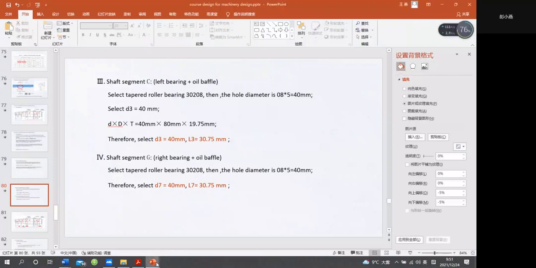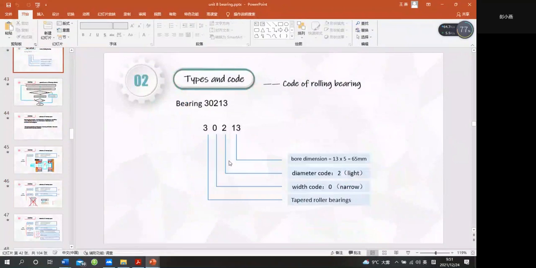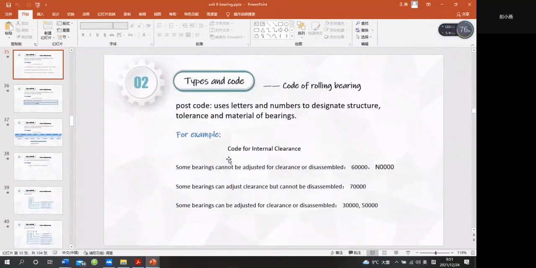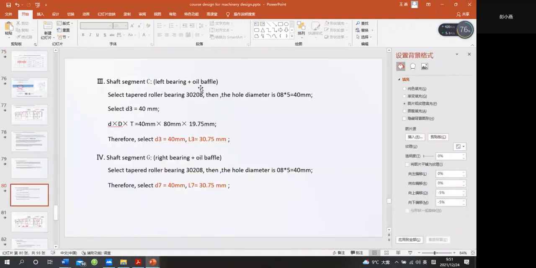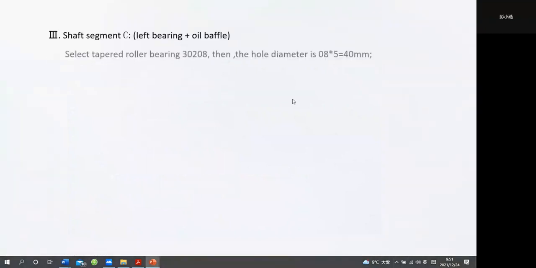And 08, do you remember the base code? It's the bore dimension code, okay? The bore dimension is the bore dimension code times five. So for this type of bearing, the bore dimension is 8 times 5 is 40 millimeter. It's 40 millimeter, okay? So the bore is 40 millimeter, so the diameter of this shaft segment is 40 millimeter too. We select D3 as 40 millimeter according to the bearing type.